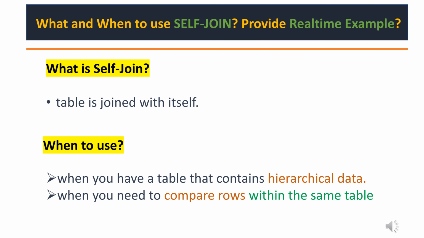Let's move on to our second important question. What and when to use a self join? Provide a real-time example. So, what is a self join first? A table is joined with itself. If you are considering table A, then it joins on the same table. And when to use it? When you have a table that contains hierarchical data, in that case you can use the self join. Also when you need to compare the rows within the same table, at that time you can also use the self join. So I will explain it with a better example.